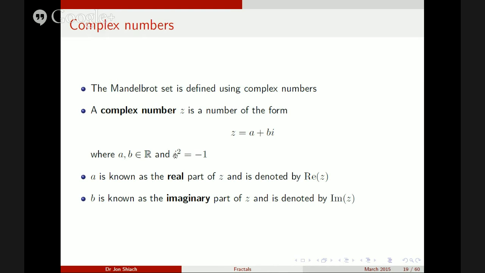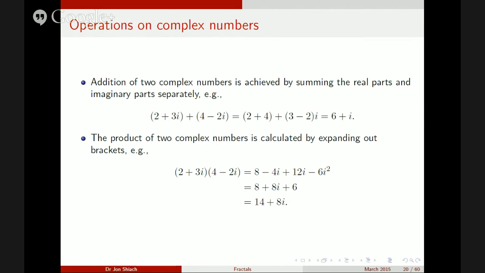The a in this number is known as the real part. So a is known as the real part of z, denoted by Re(z). And b, the coefficient of i, is known as the imaginary part, denoted by Im(z). So i is your imaginary number, and a plus bi is your complex number. Okay, and we can do some operations on these.